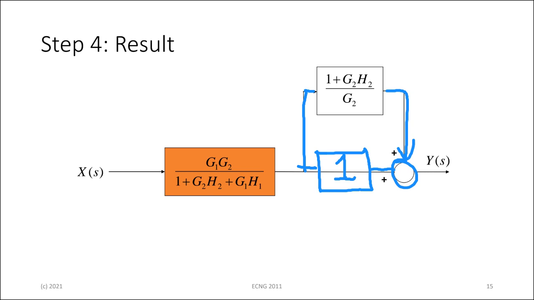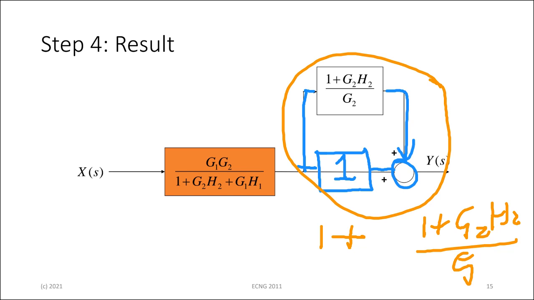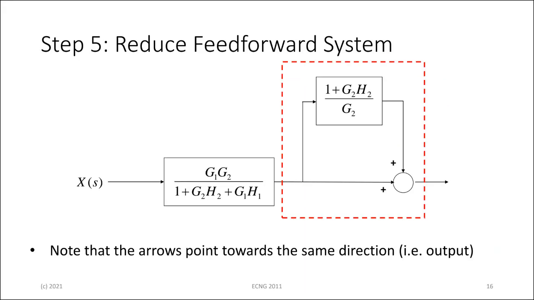So if I were to simplify this little loop here, this loop now is 1 plus G2H2 over G2. A straight line is just a connection with a block gain, or a function, of 1. So this is 1 plus that transfer function there, no multiplication involved. So do that.